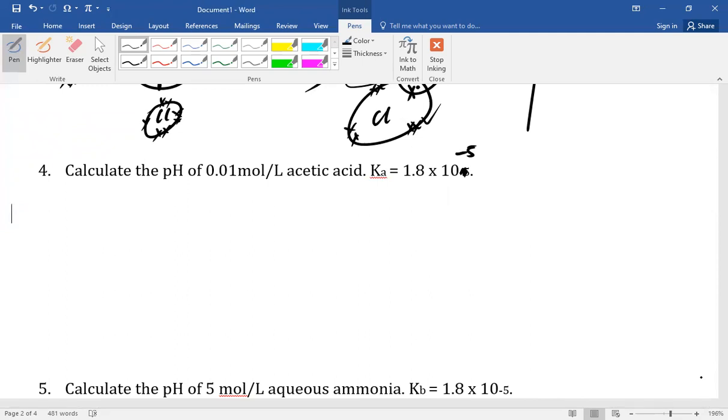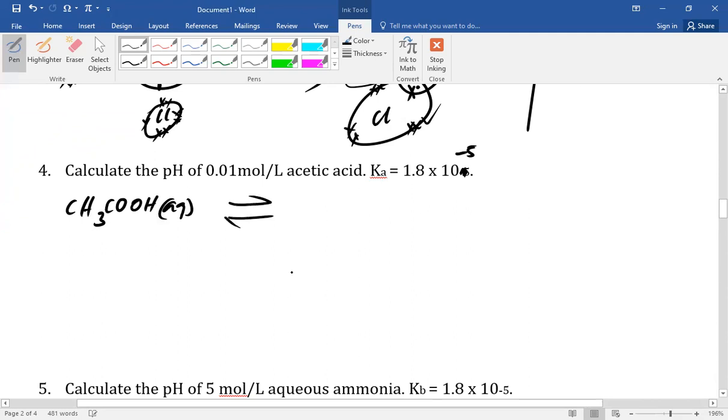So what we're going to have is something like this. We're going to have CH3COOH, this is in aqueous state. So this is going to give us what? When it dissociates, we're going to have hydrogen. So we remove one hydrogen there, and this is aqueous, plus CH3COO. Because the hydrogen was removed, it's going to be negative there, and we have the aqueous there. So that's the reaction that takes place there.